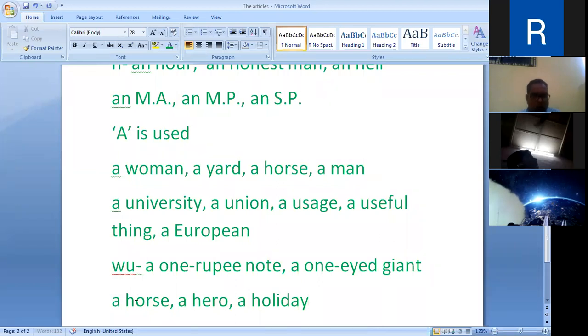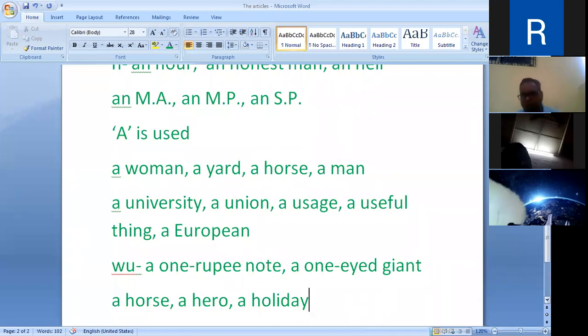this word horse begins with H and its sound is H. A hero. This word begins with H and its sound is also H. And holiday, H. So before these words, A is used.